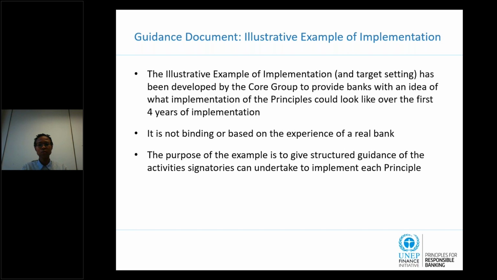So in addition to this, all banks that are implementing the principles are encouraged to do more to further deepen your implementation of the principles. And just to remind everyone that the actions suggested are not exhaustive. There are lots more that you could do in terms of implementing each of the principles. So let's dive into the first year of this hypothetical bank.